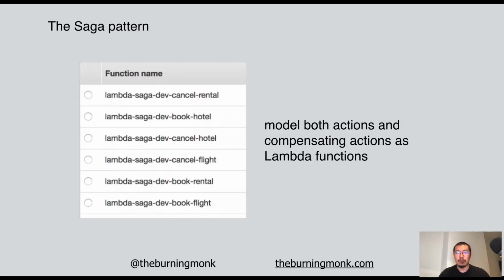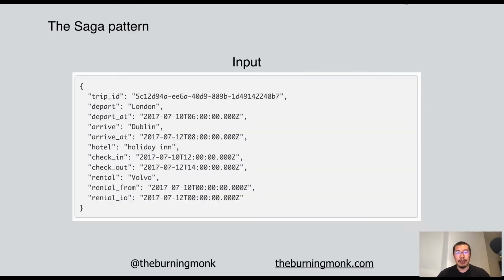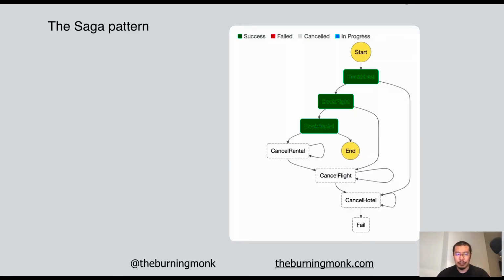Each of these actions, as well as the rollback, can be modeled as Lambda functions, and then we can use Step Functions to coordinate our Saga, so that given an input like this, where I'm visiting Dublin from London, the happy path is going to have me book the hotel, then the flight, then the rental, and then complete the transaction. But if there was a failure, then we perform the rollback action to undo any state changes that have been done so far. And if we have booked the hotel but couldn't book the flight, then we have to roll back both the flight as well as the hotel booking in reverse order.